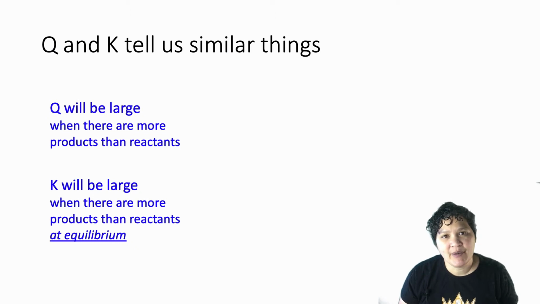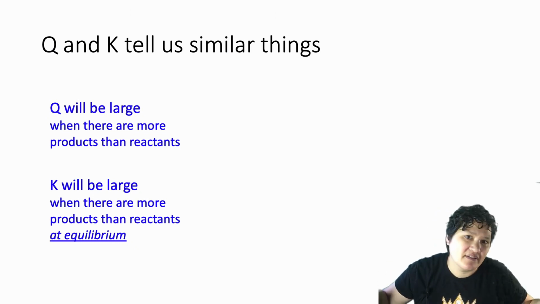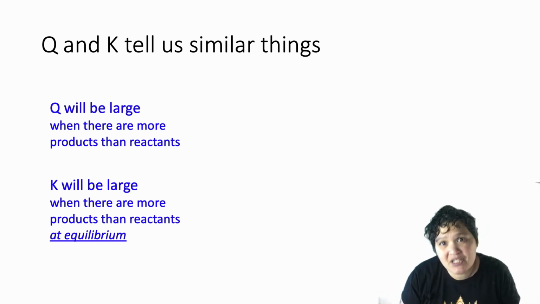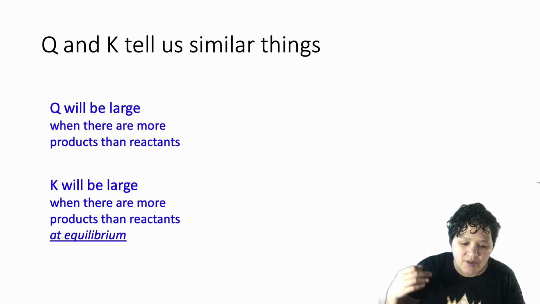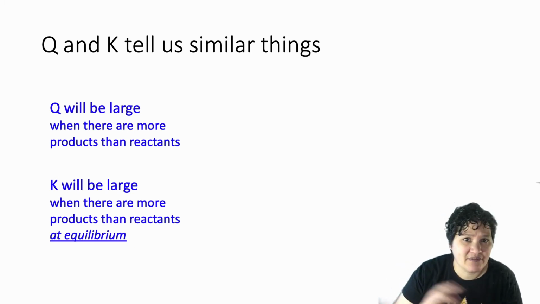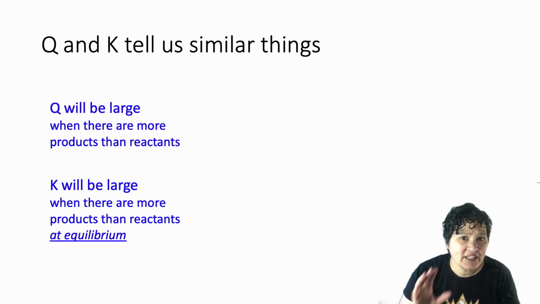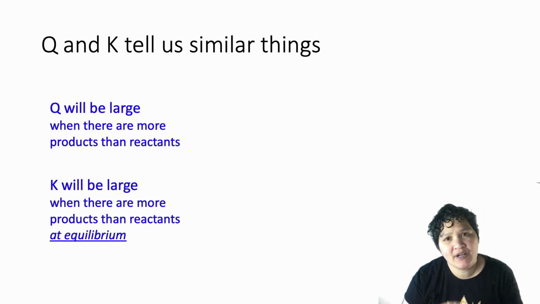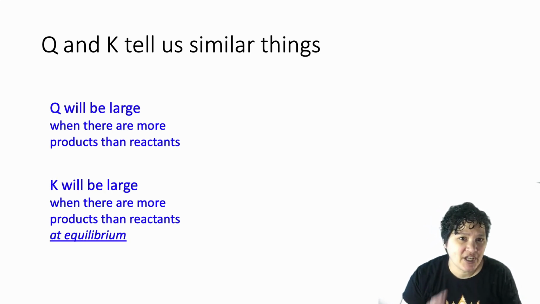Now let's talk about equilibrium constants. Basically, we're using the same expression to figure out a reaction quotient versus equilibrium. So if Q is large, that tells us there's more products than reactants. If K is large, that tells us that at equilibrium, there are more products than reactants. In other words, when the concentrations stop changing, you will have ended up with more products than reactants.